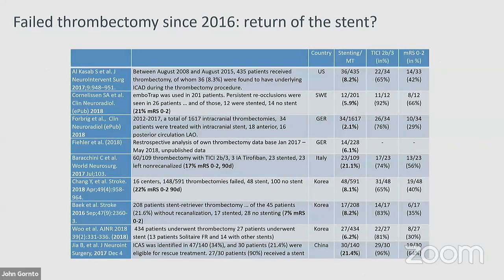So this is just to see here, the rate of TICI-2B/3 is not super high, but the rate of clinical outcome is in the region of the HERMES data. And this is also really hard to interpret, but some of the papers also published the outcome without stenting in patients where it was avoided. And what you see is, if you look at these red numbers and compare them with these numbers, it's much, much better to do the permanent stenting than not doing it.